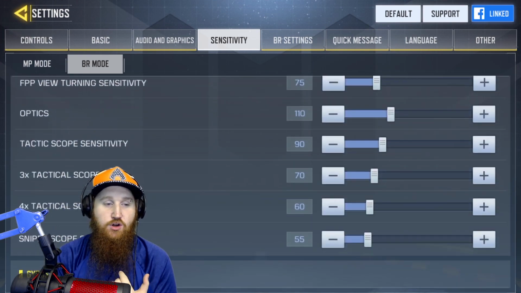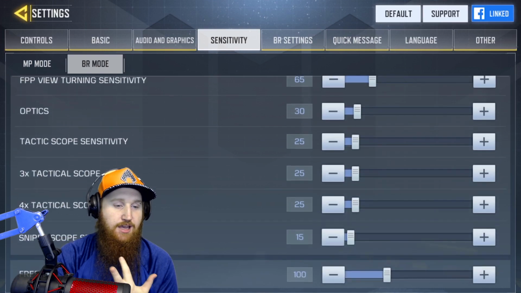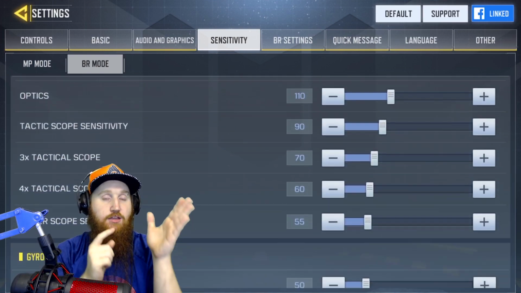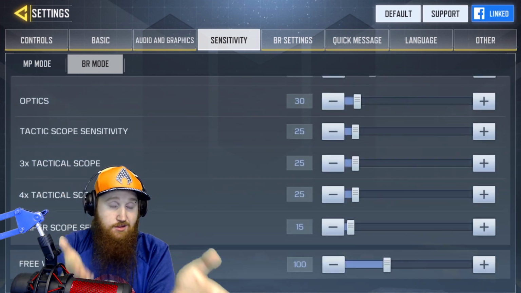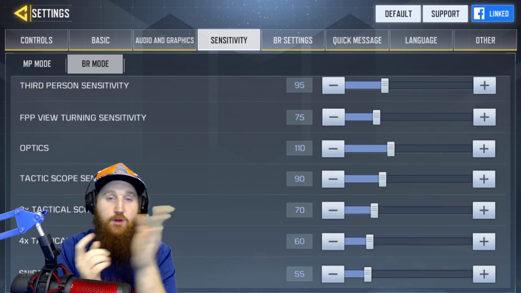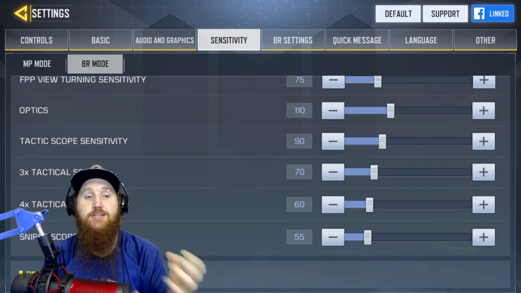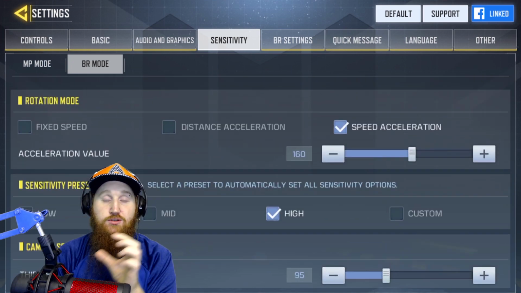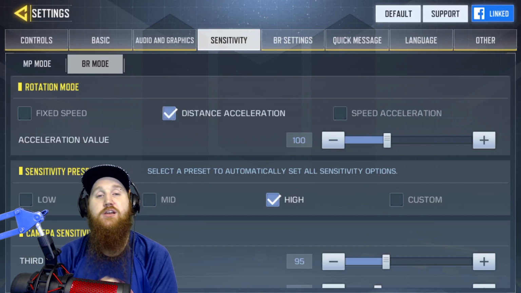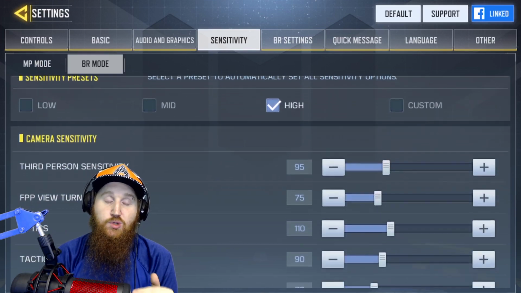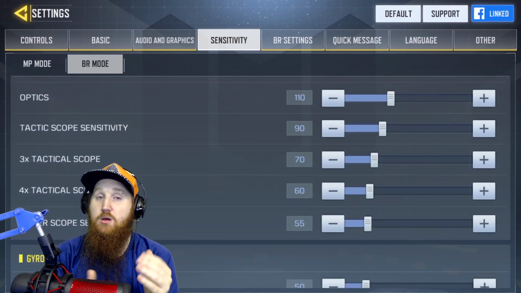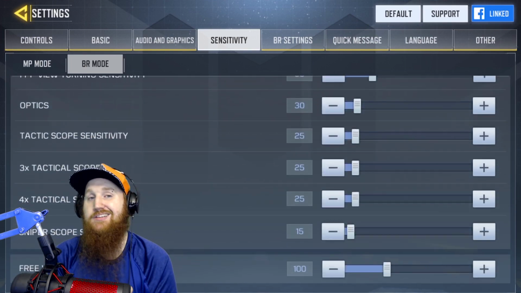There's how sensitive your optics are, how sensitive your 3x, 4x tactical scopes are. So if you're in a game and you're firing and you're looking and you're sniping and you're trying to figure out why your gun isn't moving as fast as you would like it to while you're aiming or while you're moving around, this is where you're going to want to come in and start fine-tuning your details. I would suggest putting them fairly similar to your multiplayer ones and then adjust from there, because you do have a lot more individual scopes, weapons, and styles inside of the Battle Royale, but they function the exact same way.